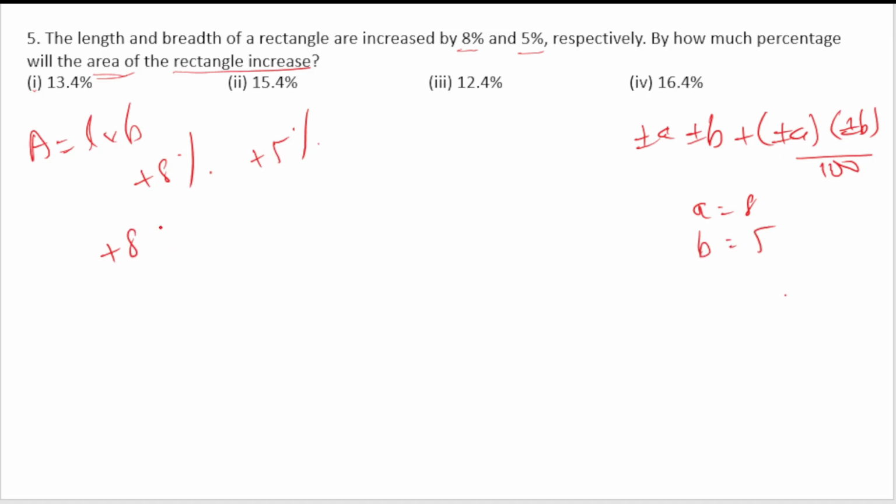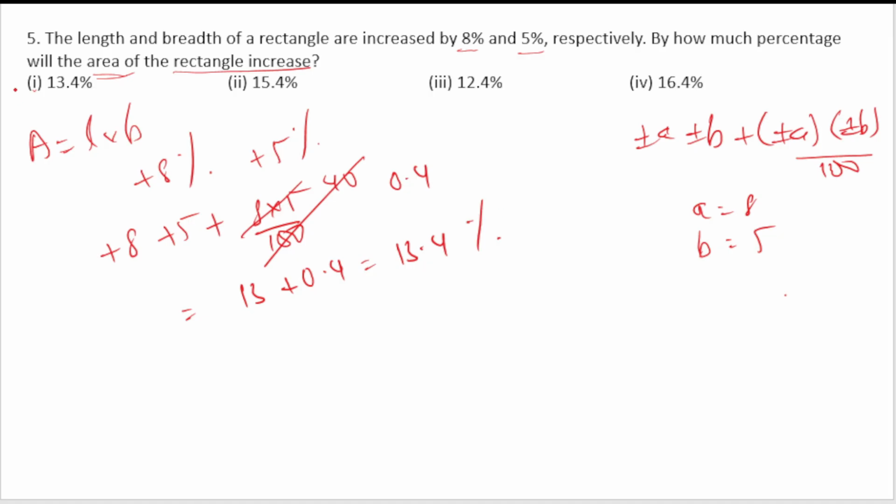We'll apply the values here. Plus 8 plus 5 plus of 8 into 5 divided by 100. 8 into 5 is 40. So here it will be 0.4. It is 13 plus 0.4. It is 13.4%. First option.